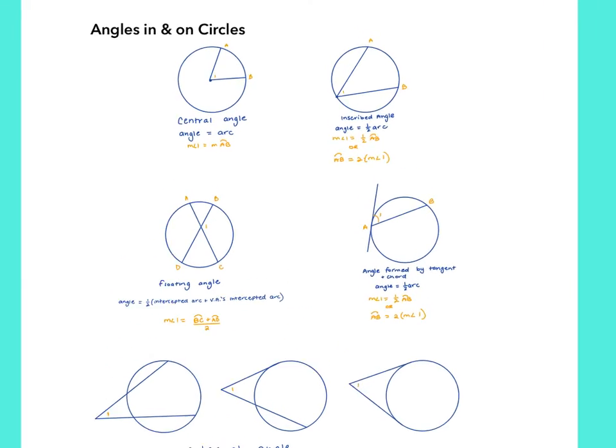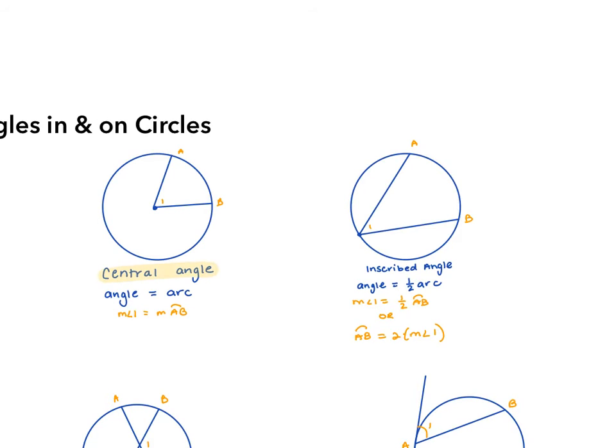When we're dealing with the central angle, remember that the angle has its vertex at the center. If that's the case, then the angle equals the arc. So in this diagram, the measure of angle 1 would equal the measure of arc AB. The second example is an inscribed angle, and that's when the vertex is on the circle itself. Here, the angle is equal to 1/2 the intercepted arc. So in this diagram, the measure of angle 1 would equal 1/2 arc AB, or AB would equal 2 times the measure of angle 1.